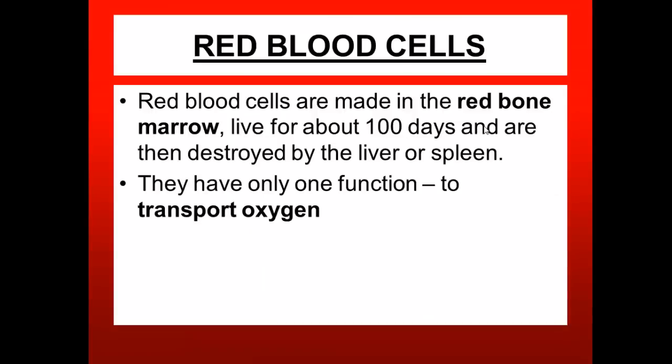So, red blood cells, well, made in the red bone marrow, they live about 100 days. And then they're destroyed, broken down by the liver or spleen, and their hemoglobin is broken down into a couple of pigments, bilirubin and biliverdin. Not words that you need to know, but bilirubin is the substance which gives our blood that straw colour, and incidentally gives your urine that straw colour as well.